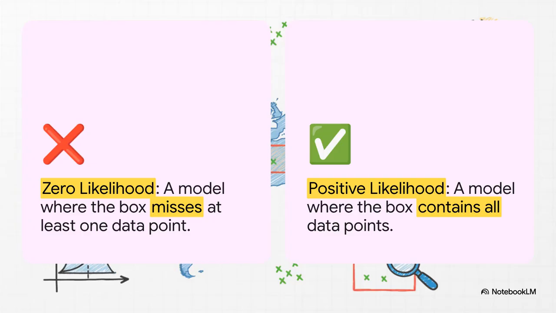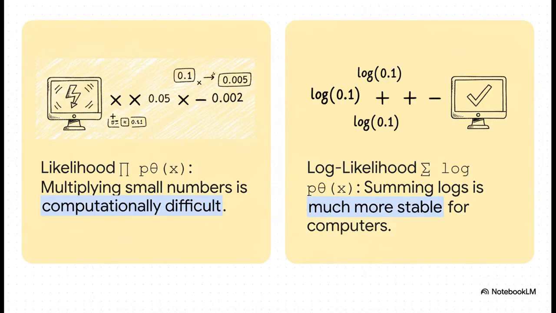So here's how that works. Imagine our data includes the city of Paris. Now, if we test a box that only covers North America, well, it couldn't possibly have generated our data, right? So that box gets a likelihood score of 0. But a box that does contain Paris and all our other cities, well, that's a plausible model, and it gets a positive likelihood score.